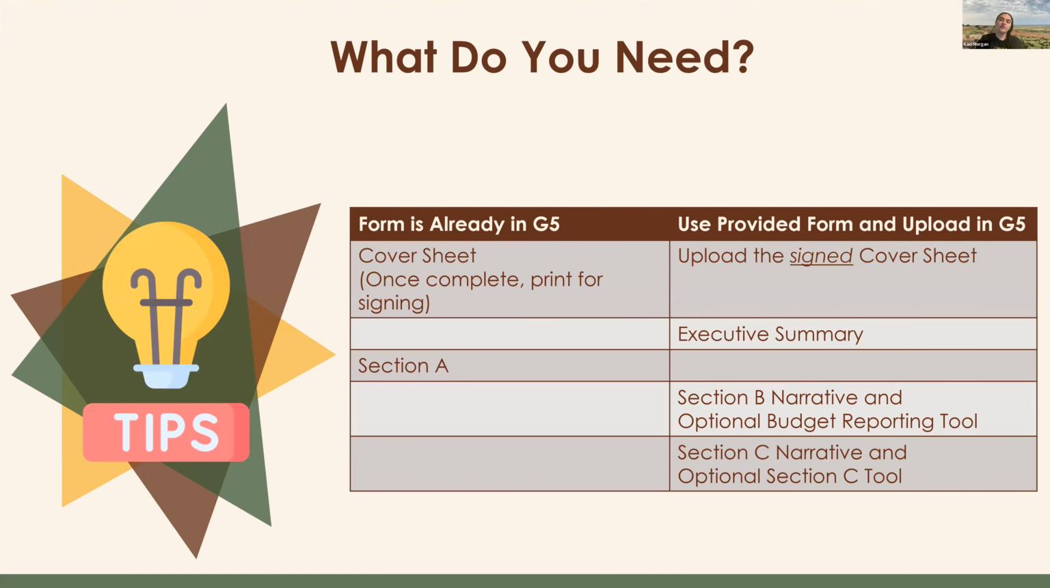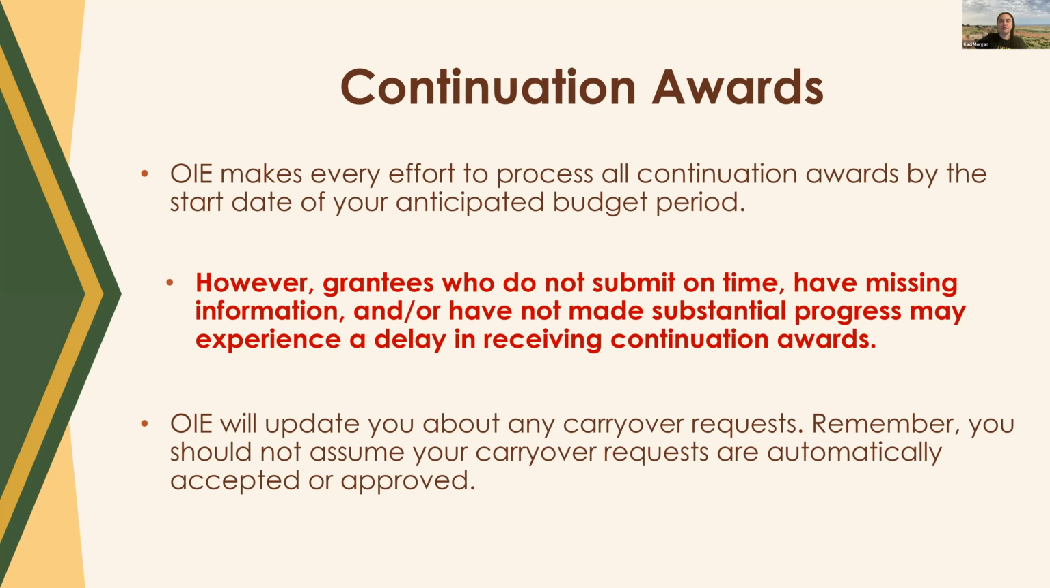Okay, and the last couple of things that I have are just some upcoming events, housekeeping, reminder type of things that we will get through pretty quickly here so you can have the rest of your day. So the form is already in G5 for the cover sheet. Once you complete it, print it for signing, and then re-upload it as a PDF. You have your section A in G5. And then things that you'll upload into G5 would include that signed cover sheet, your executive summary, and then you have your section B narrative and optional budget reporting tool, as well as your section C narrative and optional section C tool, which would become one big PDF that you would upload to G5.